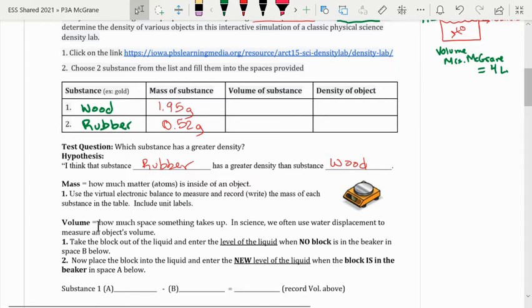Okay, so volume is how much space something takes up. In science, we often use water displacement to measure an object's volume. You need to take the block out of the liquid, which we did, and enter the level of the liquid when no block is in the beaker in space B below. So we're going to put our first measurement when there's nothing in the beaker right there.